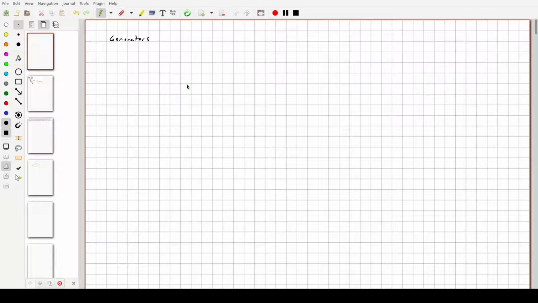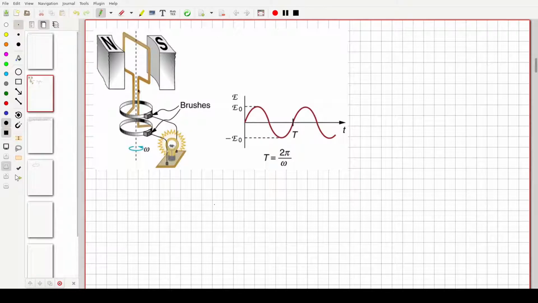Now, generators take and transform mechanical energy into electrical energy. And we're going to talk about the hows here in a moment. But let me show you just sort of a rough layout for a generator that more or less looks a little bit like what you would see in a power plant.